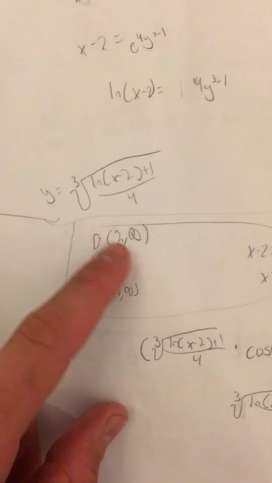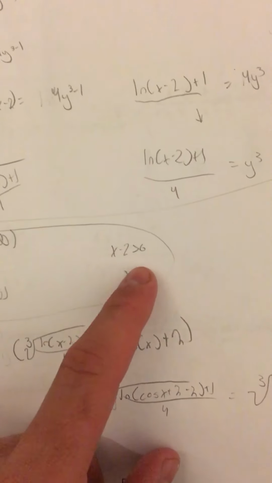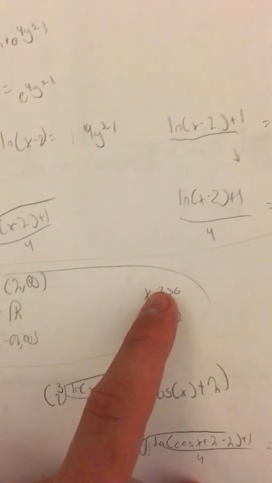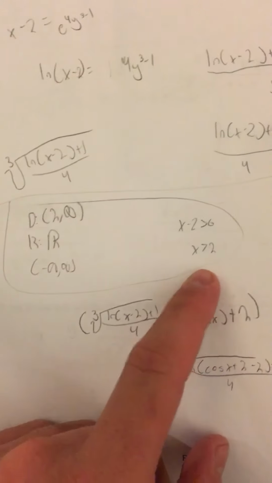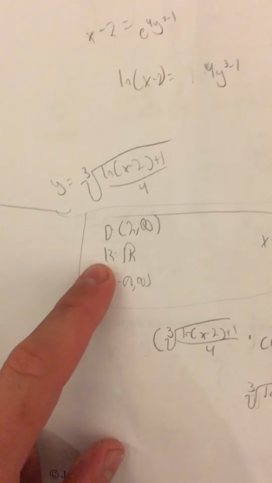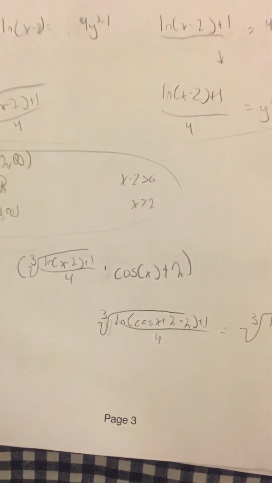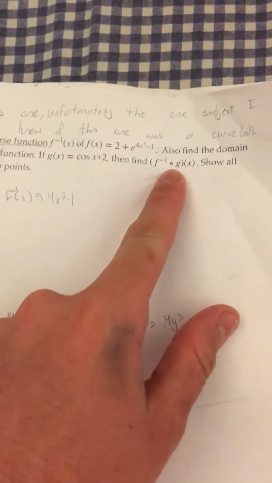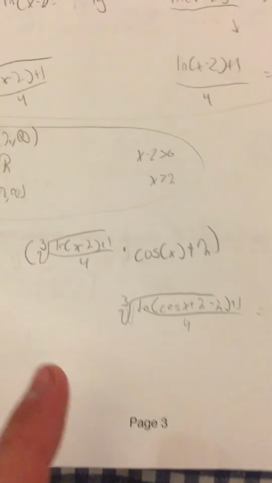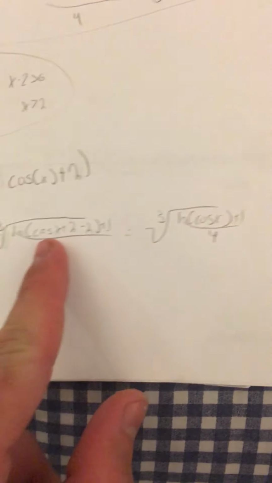The domain is going to be 2 to infinity, and that's because right here, x minus 2 greater than 0, x greater than 2, right there, 2 to infinity, in closed intervals. And then for the range, it's all real numbers. The range works out like that. And then, of course, multiplying it by the g, here's the work right there. Obviously, that's not how you're supposed to do it. I did it the right way right there, and I got that.